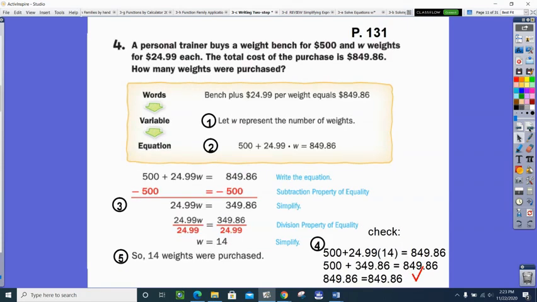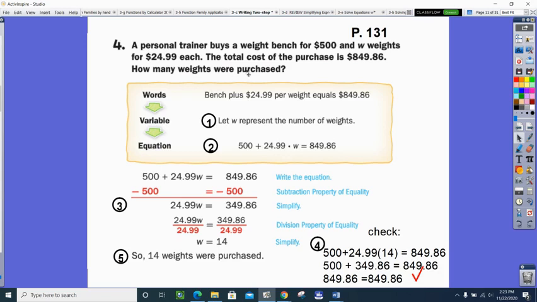So let's do one more here. A personal trainer buys a weight bench for $500 and he's going to call it W weights. And each weight that this person is buying is $24.99. The total purchase at the register, let's say we're at Dick's Sporting Goods, is $849.86. How many weights were purchased?